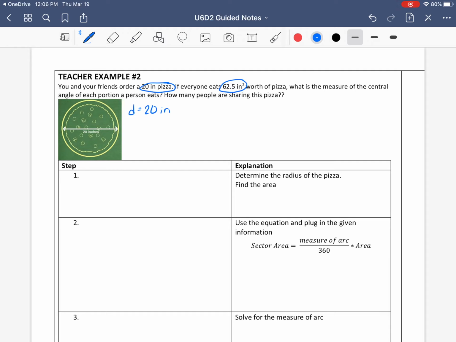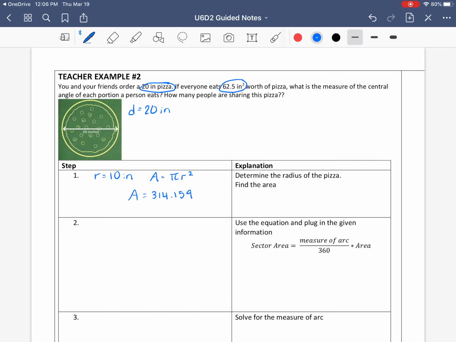So in order to solve this, we need to determine the radius of the pizza and then find the area of it. So if our diameter is 20, we know that our radius is 10 inches, which means if we put it into our area equation, pi r squared, we end up with an area of 314.159. All right, now we are trying to figure out how many people are eating this pizza and what that central angle is.